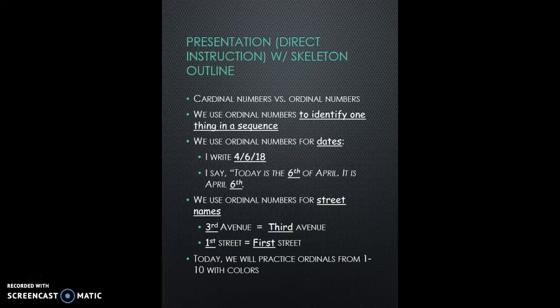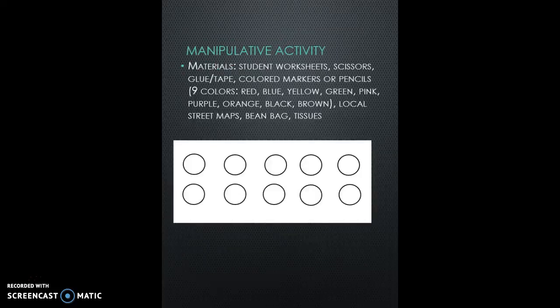So this lesson served a dual purpose of having them retrieve and review the names of colors. The supplies you need are this worksheet, and I'm going to post this in the student resources in D2L for you, so you will have this activity. This is the worksheet. For supplies, you need scissors, you need glue or tape, and you need colored markers or pencils. You need 9 colors. You need red, blue, yellow, green, pink, purple, orange, black, and brown.